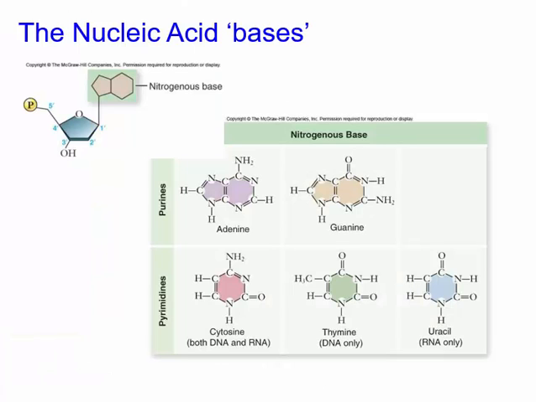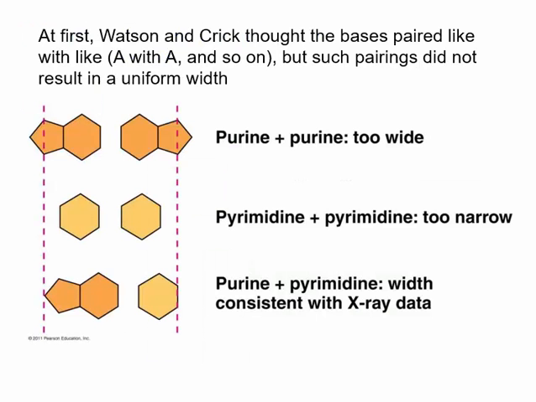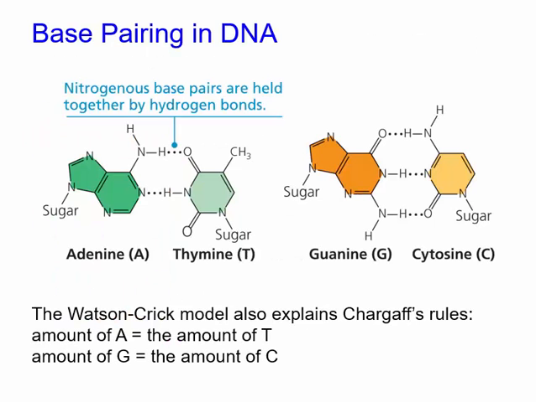Let's remind ourselves about the bases. Here are nitrogenous bases on their nucleotides. Here are the ones in DNA, adenine, guanine, cytosine, thymine. Those are the ones we're interested in here. And remember, they're different shapes. So the purines are bigger than the pyrimidines. And so if we're putting them together and using Rosalind Franklin's data, if you go purine-purine pairing, which was initially something that Watson and Crick thought, it's too wide. It doesn't fit her model. Same with pyrimidine-pyrimidine. That's too narrow. And then here's like the Goldilocks zone. Purine and pyrimidine, they fit just right and they match up with her data.